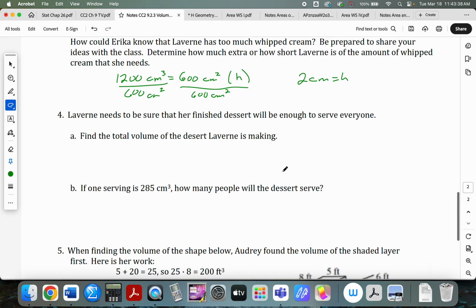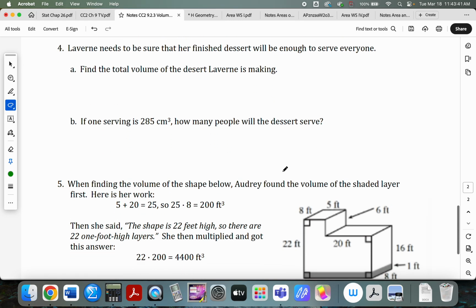All right, so Laverne wants to make sure that her finished dessert will be enough to serve everyone. So let's find the total volume of the dessert she's making. So the volume, again, how many cubes does it take to do the bottom? 600 times, how deep is this? How deep is the whole thing? 9.5 centimeters.